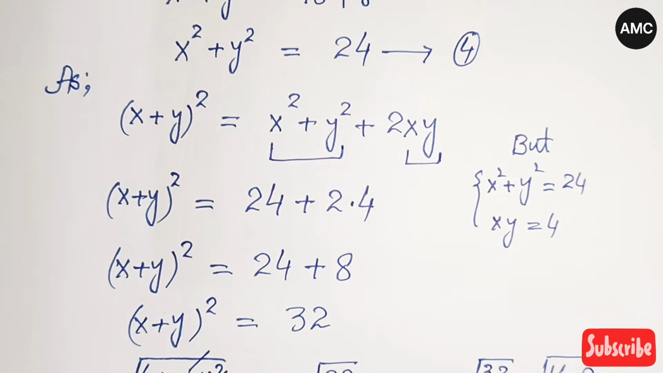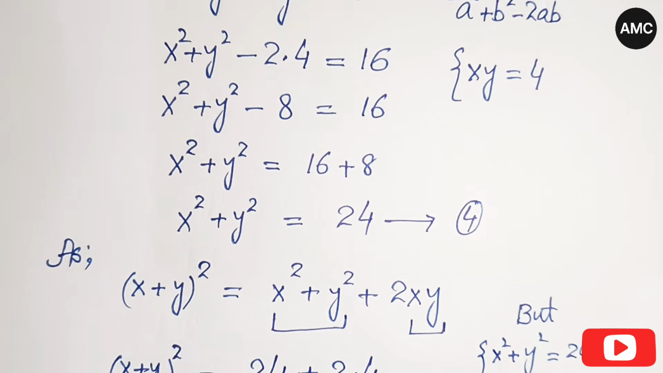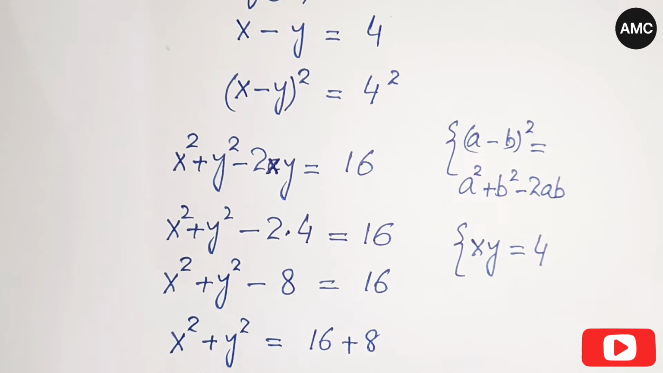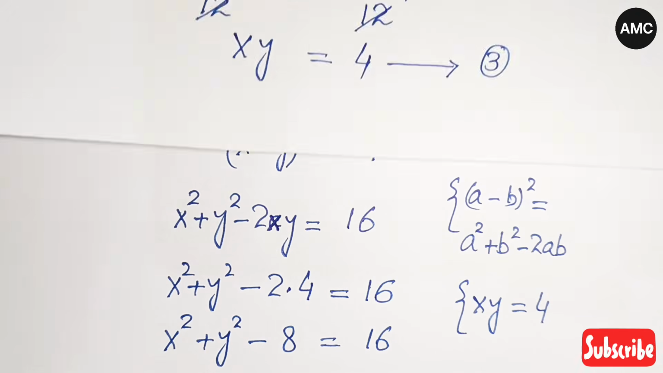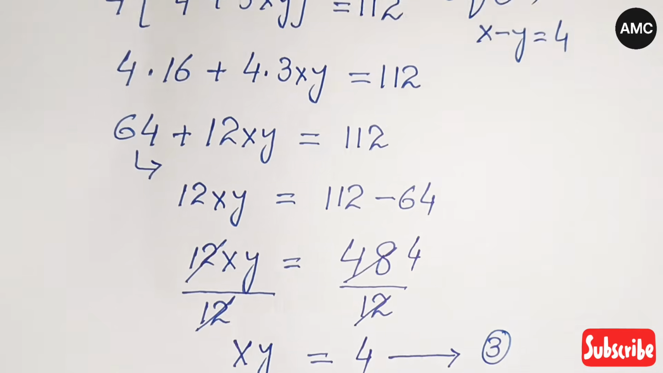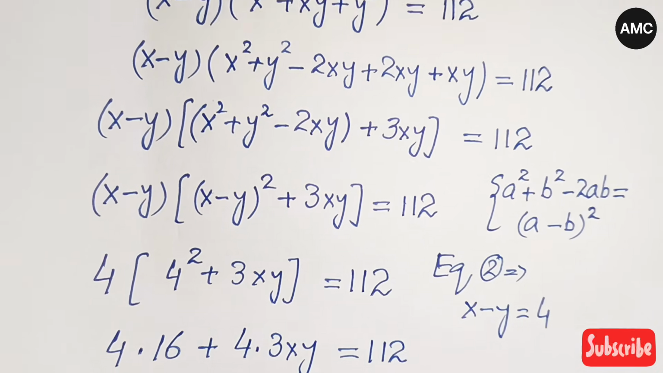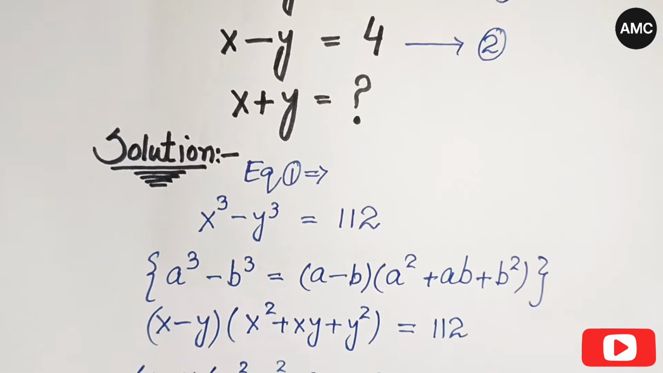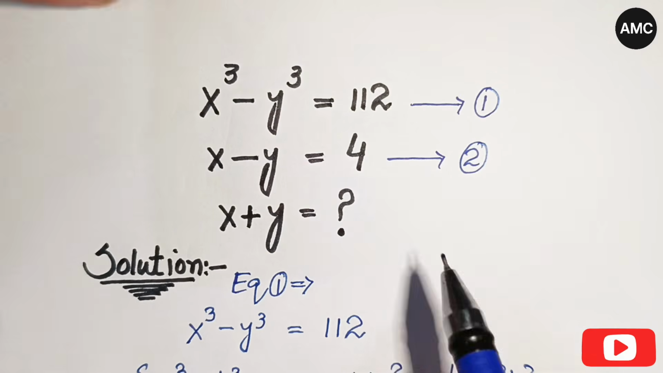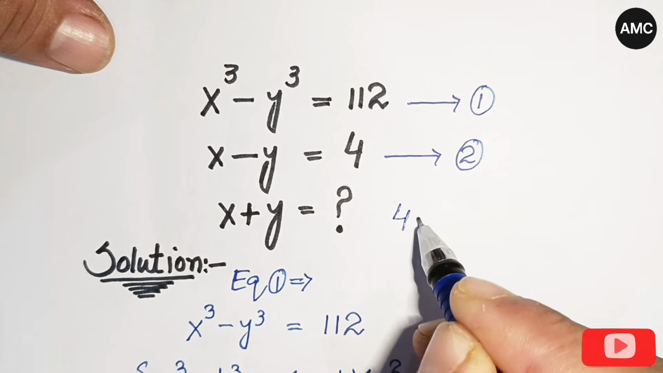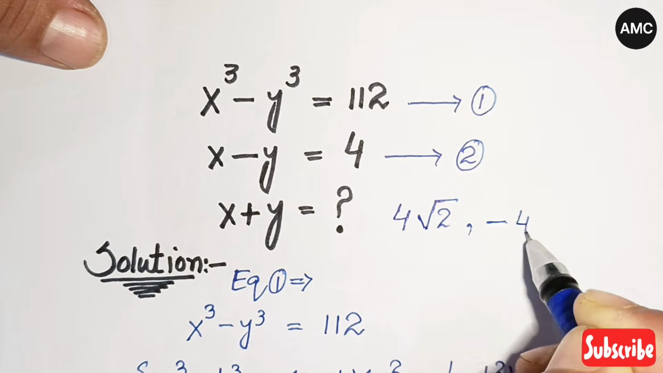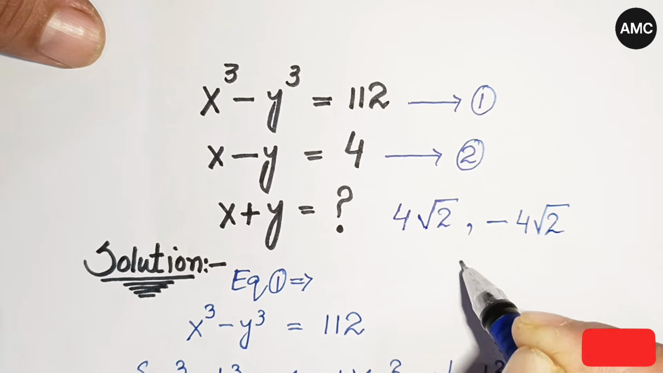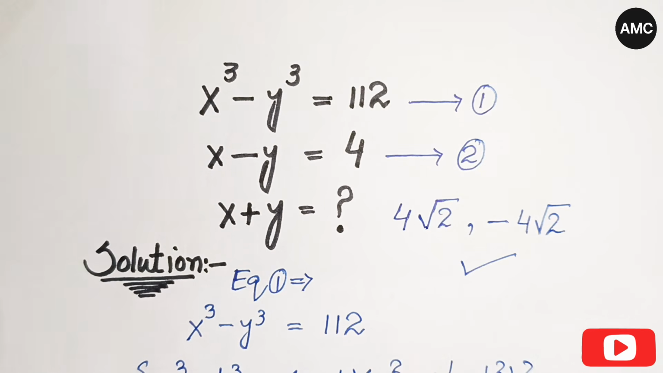Now we are going to check our entire solution here step by step. Here we got two solutions for x plus y. The first one is positive 4 times the square root of 2, and the second one is negative 4 times the square root of 2. So it is our final result.